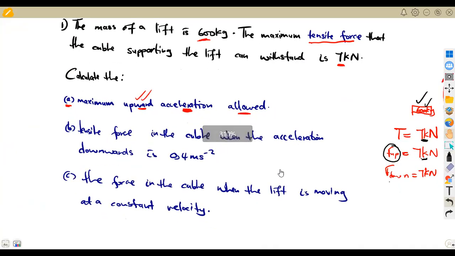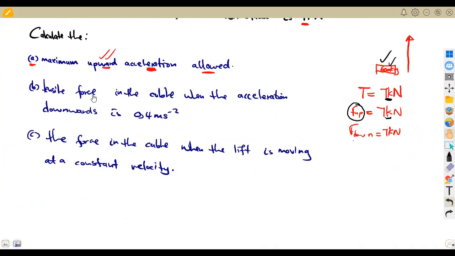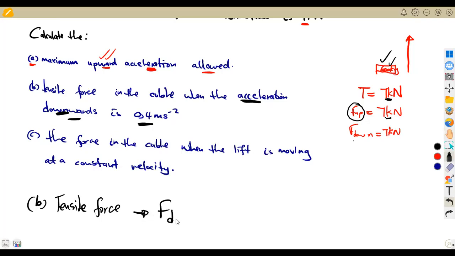Then the second part, now they're saying calculate the tensile force. Take note, we are still talking about the tensile force, and I said the tensile force can be what? F up or F down. That is our tensile force. So here now they're saying in the cable, when the acceleration downwards is, take note, where are we going? Down. So this tensile force that we are talking about this time, which is going down, is represented by F down. We have to calculate F down this time.